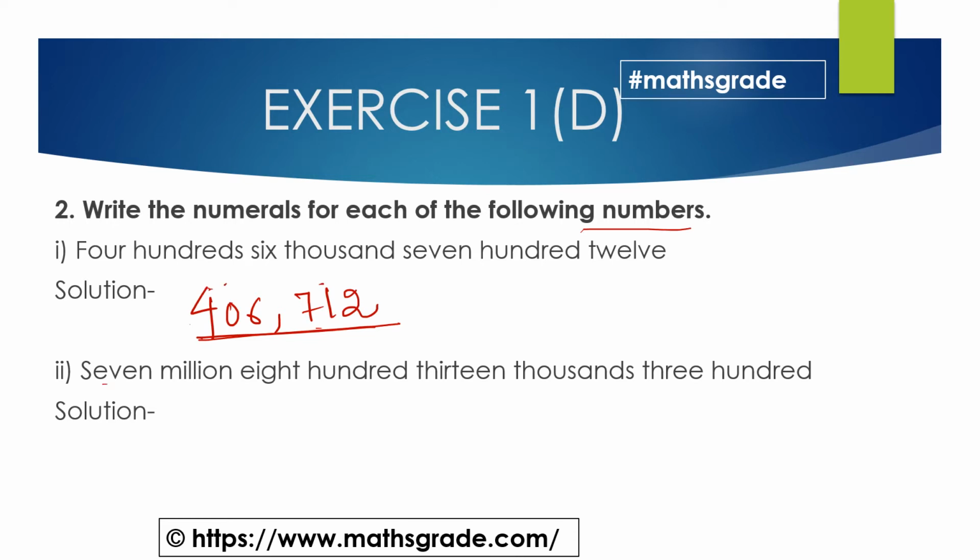Now second bit, 7,813,300. 7 million, this is million place, and 813,300, this is thousands place, and this is hundred place. 7,813,300.